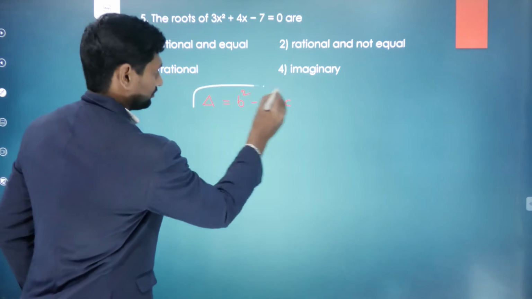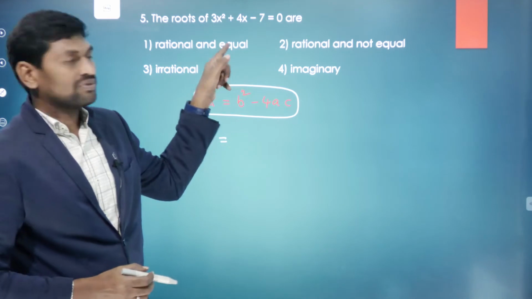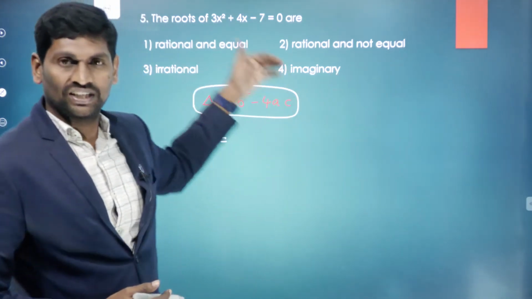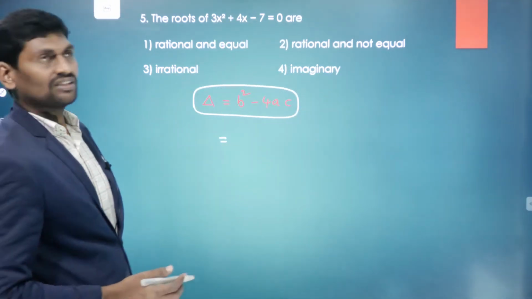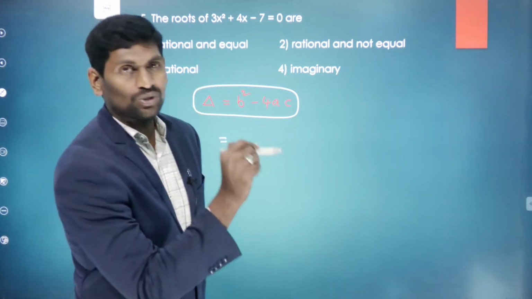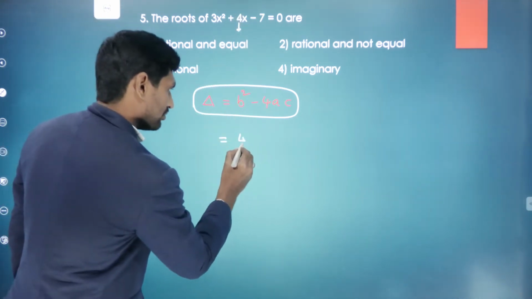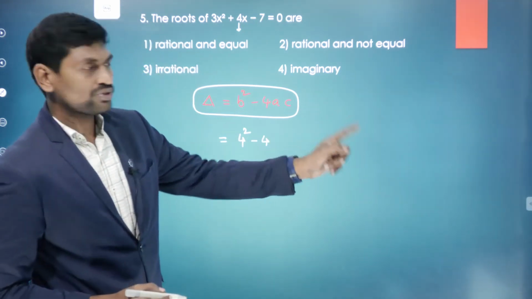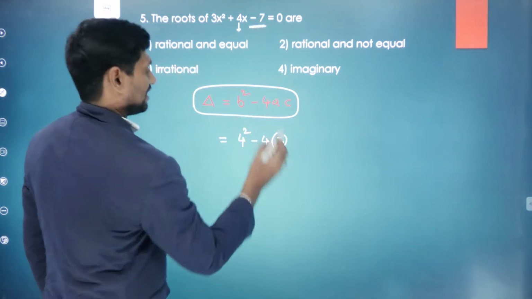Coming to this condition, substitute the values. So I am not writing every time. Compare the given equation with the general form ax square plus bx plus c. A value something, b value something, c value something. You have to understand that. Your b value is nothing but the x coefficient. X coefficient is 4. So b square value, 4 square minus 4ac, 4 into a into c. A value is 3 and c is nothing but the constant. Constant means minus 7.